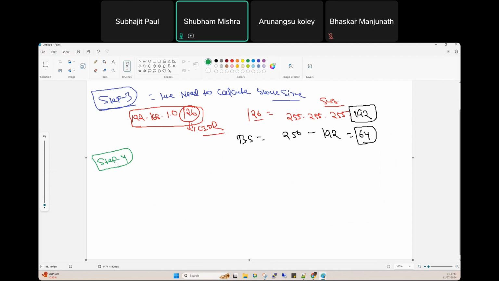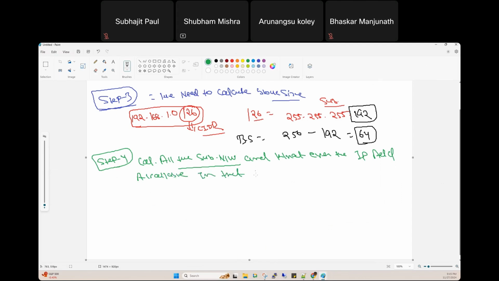In step number 4, what do we need to calculate? We need to calculate all the subnetworks, and whatever the IP addresses available in that subnet. Getting my point? Understand?